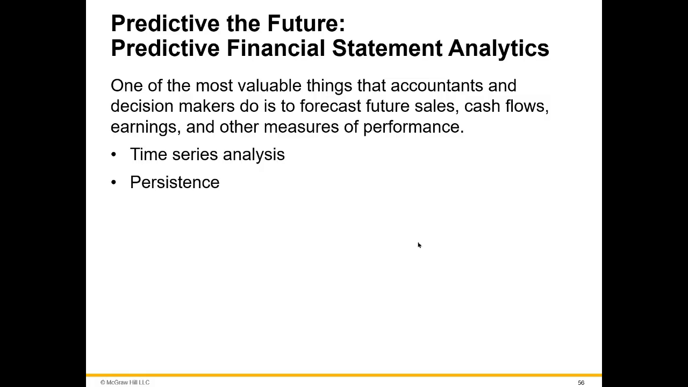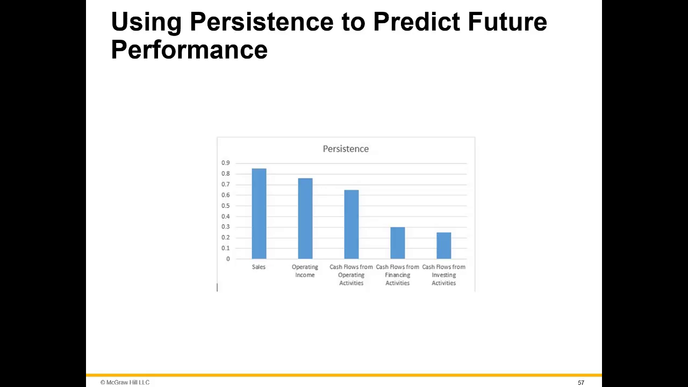All right, so now we want to predict the future, and we want to think about time series analysis as well as persistence. We note that sales is most persistent, and when I think about persistence, I think, what is the correlation between sales this period and sales next period? Or operating income this period and operating income next period. So we note here that operating income is more persistent than any of the cash flow measures. And that's one of the reasons we've done accruals.